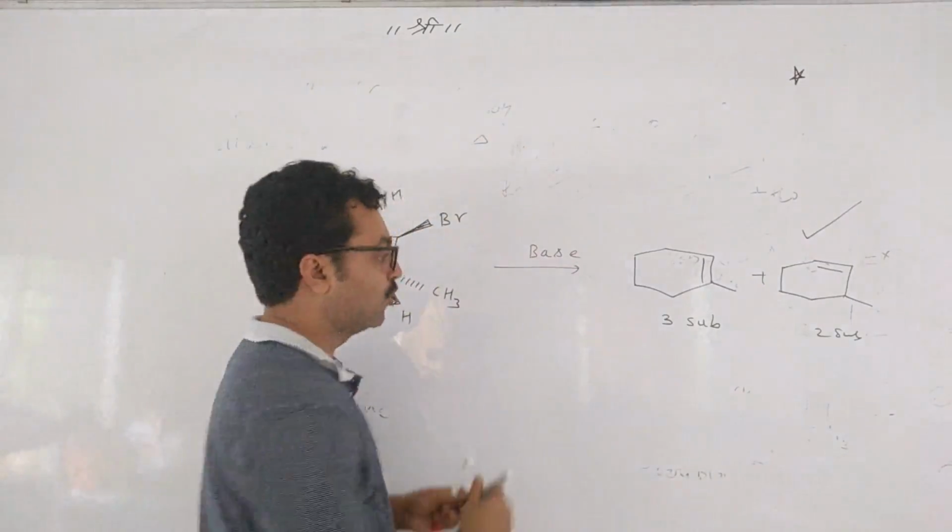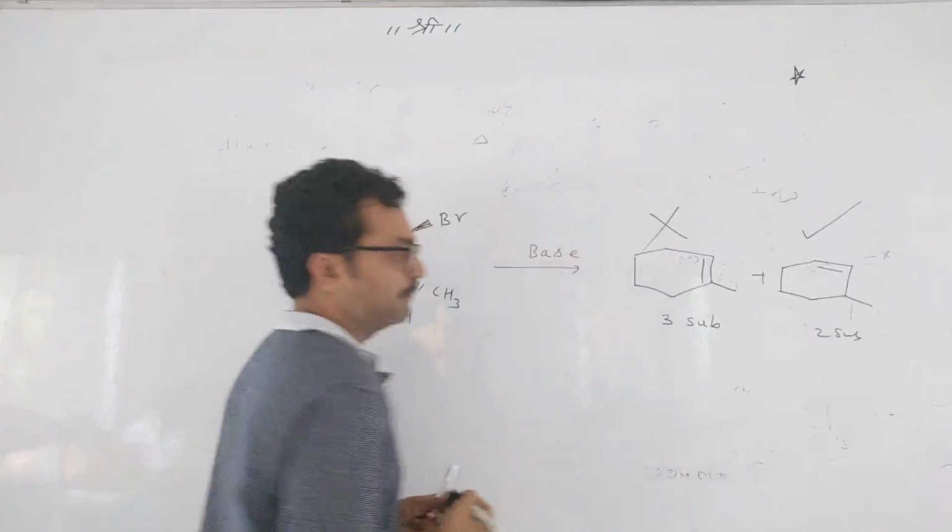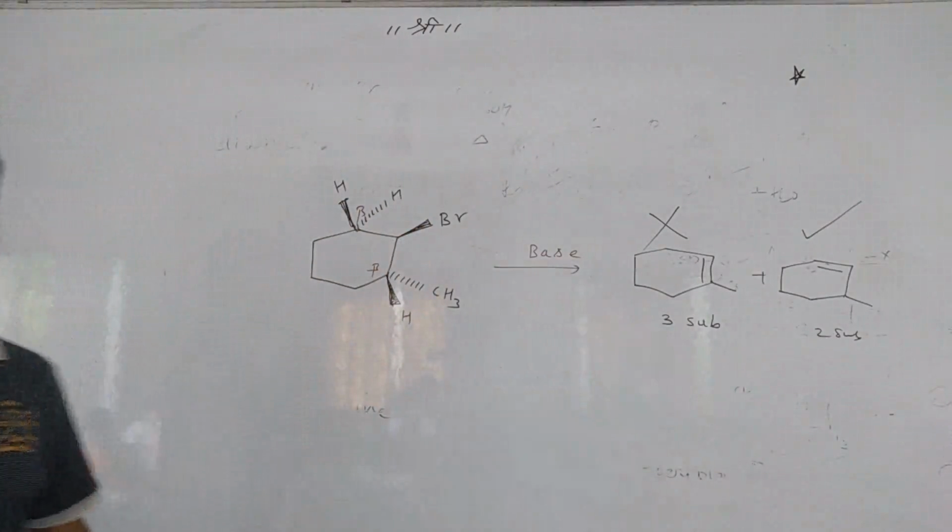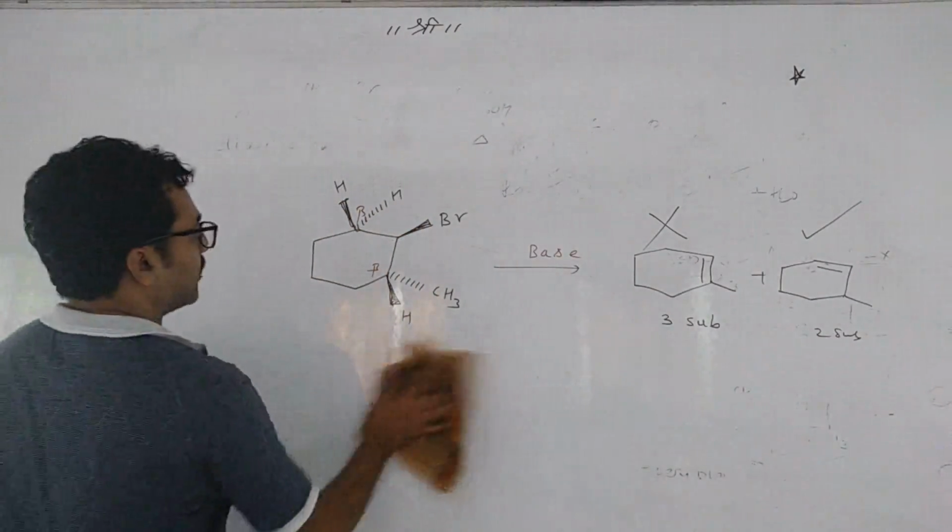So this product won't come. This does not come and this will, even though less substitution is there. So this is the exception point.